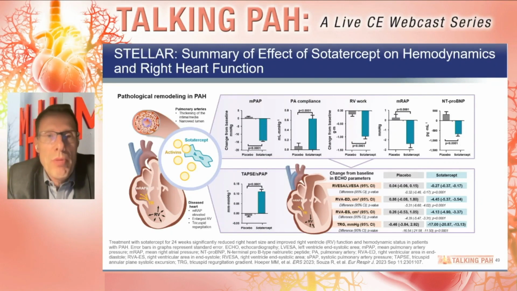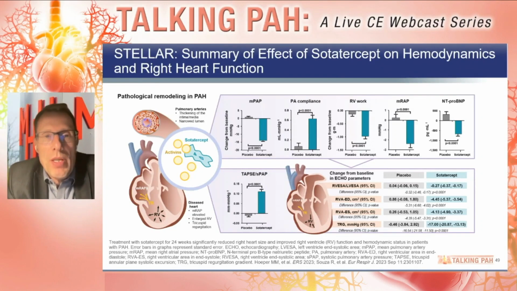And this results in a substantial improvement in the pulmonary artery compliance, a reduction of the workload of the right ventricle. You see the unloading of the right ventricle by the drop in the mean right arterial pressure by about 3 millimeters of mercury, and also by a quite substantial drop in NT-proBNP.